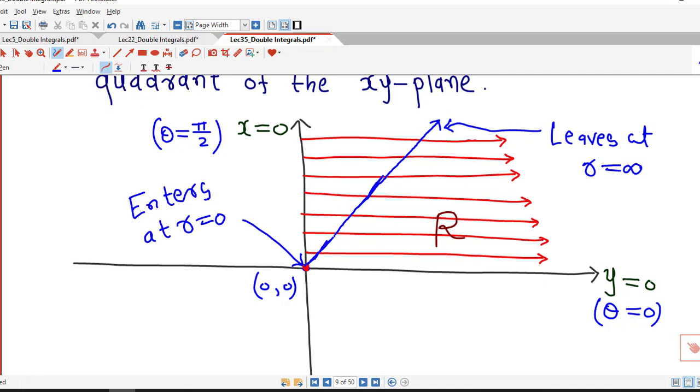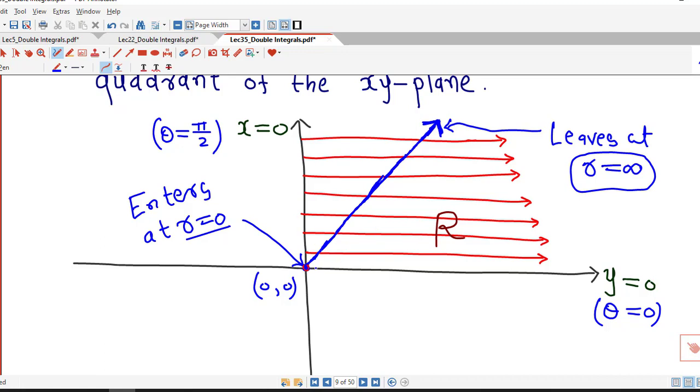This is the ray starting from origin and passing through the region. Now the region is unbounded, so there is no end for this ray. It will extend up to infinity. At this point the value of r is 0 and there is no upper bound here, so we can say that it will leave the region at r equal to infinity.